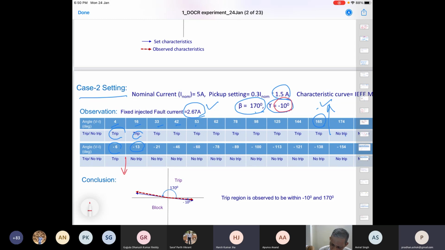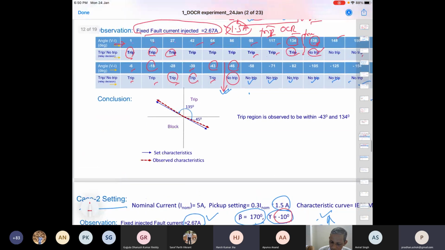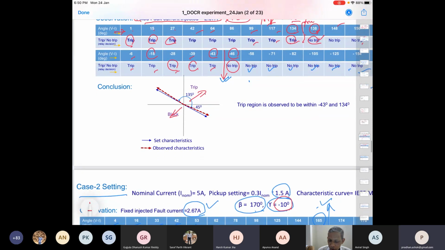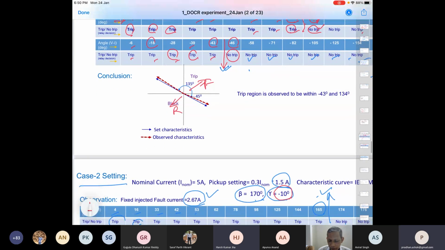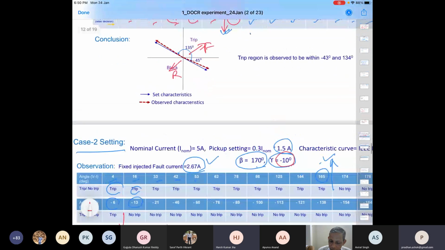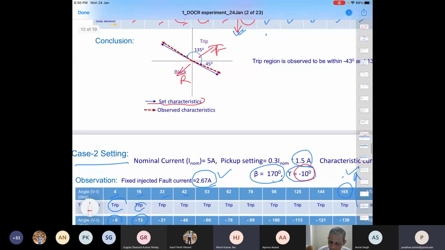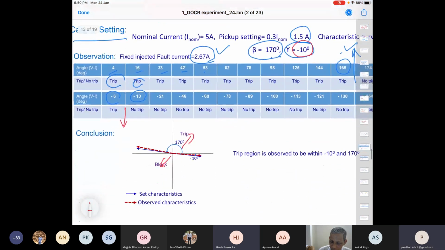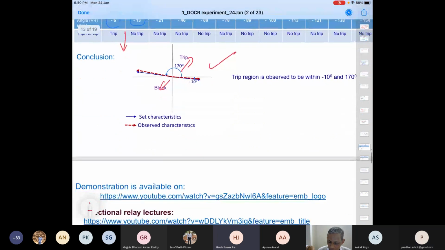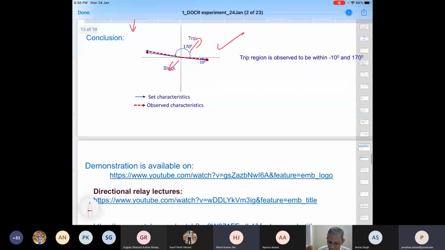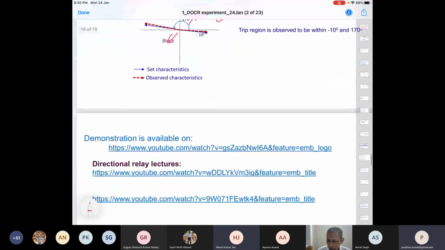And we plot this: this is the trip region and this is the block region. Similarly in this case, this is the trip region, this is the block region. This is forward fault, this is reverse fault. Okay? And the other point is the set characteristics as per the settings mentioned here, and the observed characteristics. Set, observed. So they are close by. So we say that the relay is in good condition, satisfying what is mentioned.